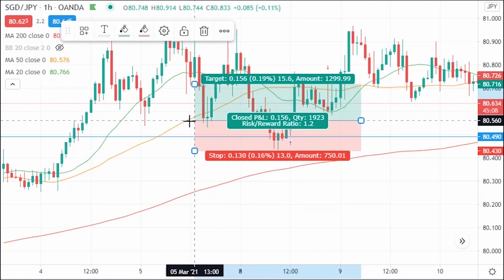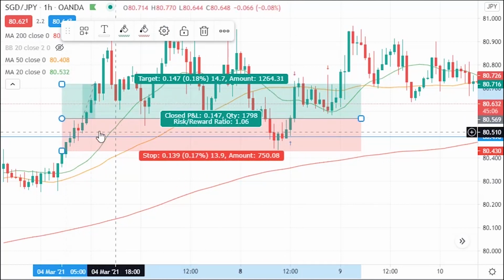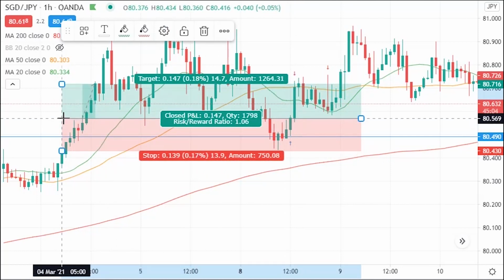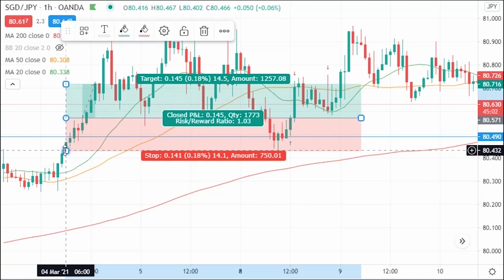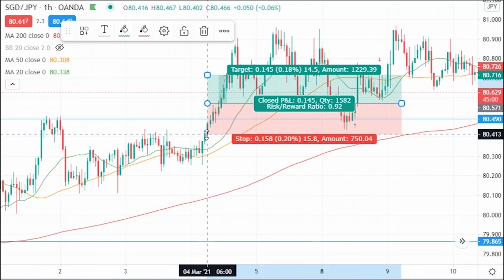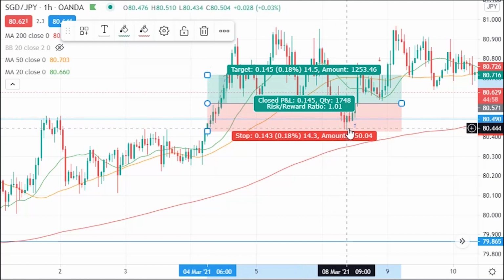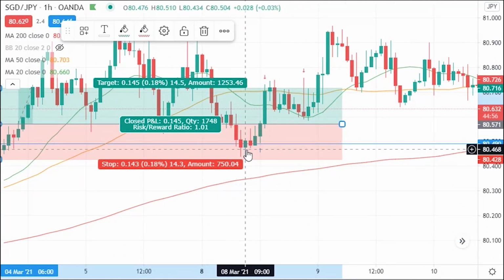Now in this one, we're entering there roughly. It's a little low because there we go. We're entering there and the stop would be right there below the swing low. That's where I set my stop.